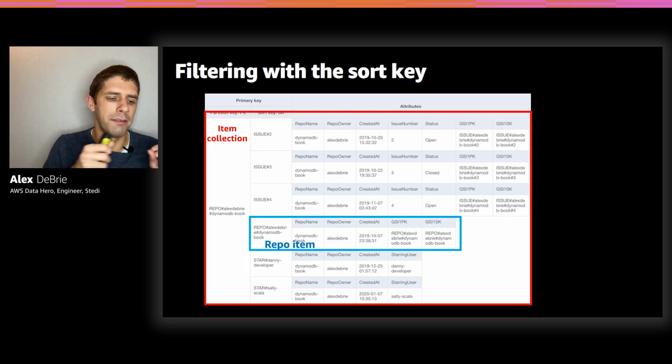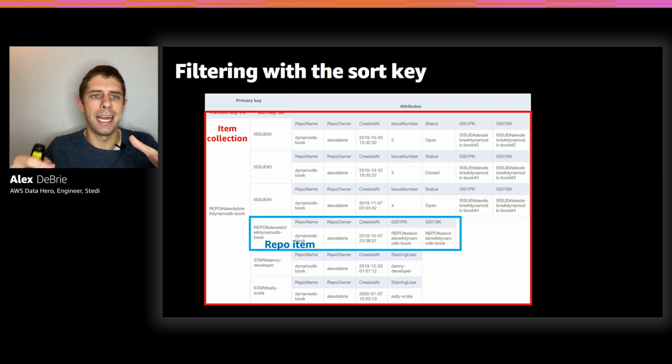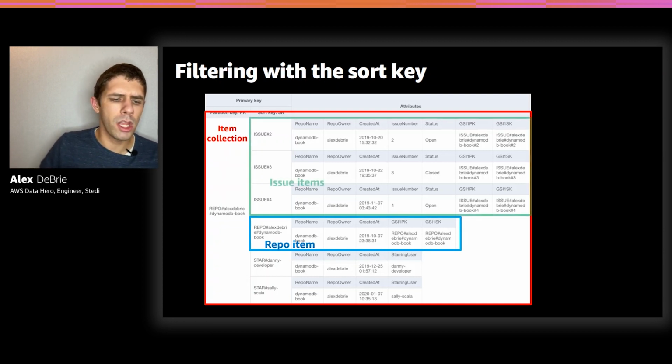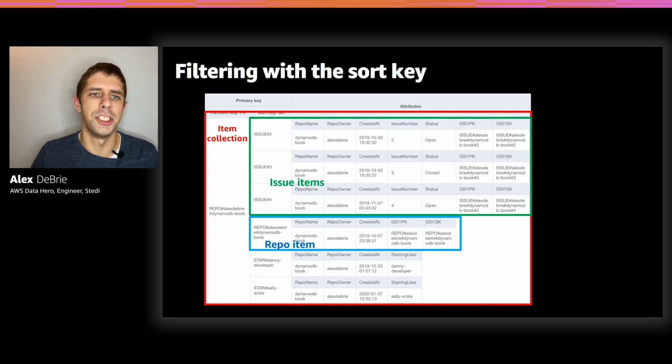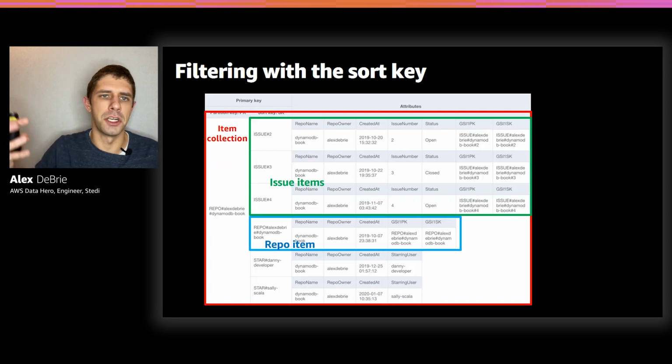Let's look at what we have. First, we have a repo item, right? So that refers to a GitHub repo in our table. We also have some issues, right? When you go to a repo in GitHub, you can create an issue. There's a one-to-many relationship between repos and issues, right? One repo has many issues, and our issue is going to belong to one repo. We've co-located those here in the same item collection.